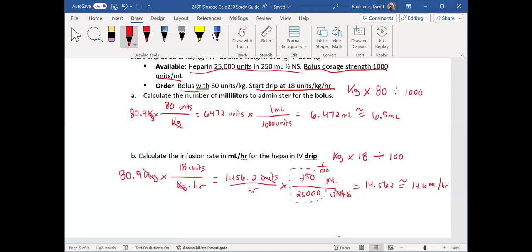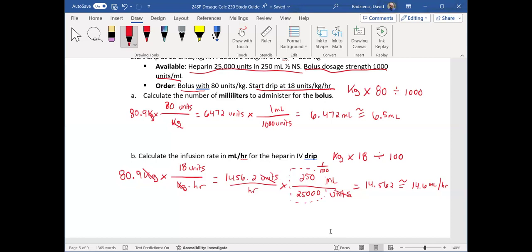If you're ever like, I just want to check my work real quick. Am I doing this right? Patient's weight in kilograms times 18 divided by 100 will give you the flow rate for weight-based heparin protocol. Patient's weight in kilograms times 80 divided by 1,000 will give you the bolus dose in milliliters for the weight-based heparin protocol.